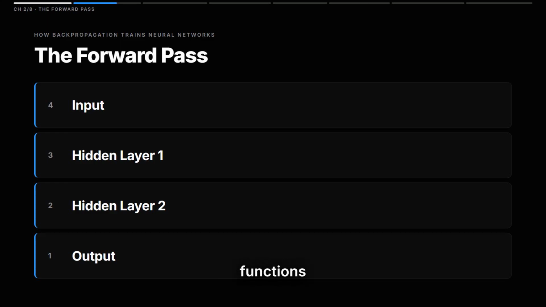The activation functions are what make stacking layers worthwhile. Without them, the composition of linear operations collapses to a single linear operation, no matter how many layers you add. Sigmoid, tanh, and ReLU are the most common choices, and all must be differentiable, or at least subdifferentiable, because their derivatives will be needed in the backward pass.